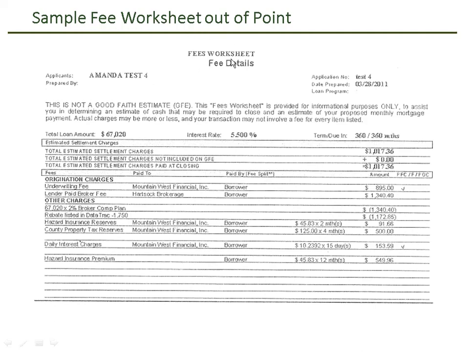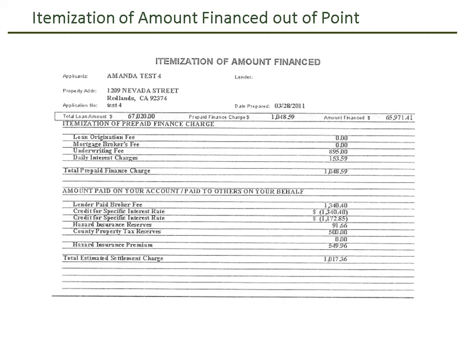So this is a sample fee worksheet out of Point. Basically, this is your settlement charges, and we're not going to spend time on that today because that really hasn't changed from what it's been in the past. But origination charges, we're going to show Mount West getting their $895, lender paid broker fee to Hartsog brokerage. Now this again ends up in box 1, these two added together. Box 2, then you have the 2% comp plan being added back out, and the actual rebate of 1 3/4, which ends up being $1172.85. Then you have the rest of your normal fees as stated in the past. And again, you can look back on this if you want, or give a call to any of our technicians, and they'll go through it with you.